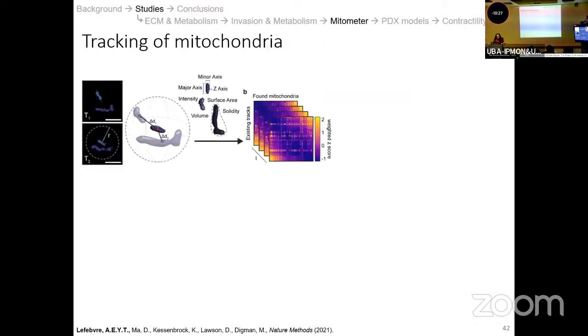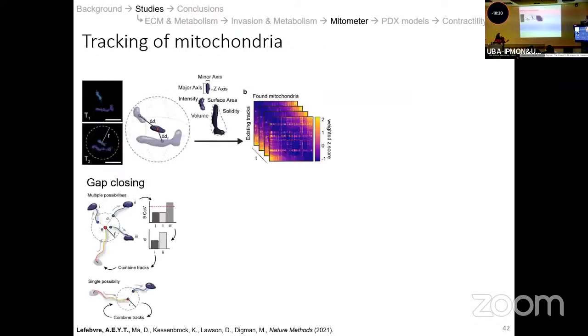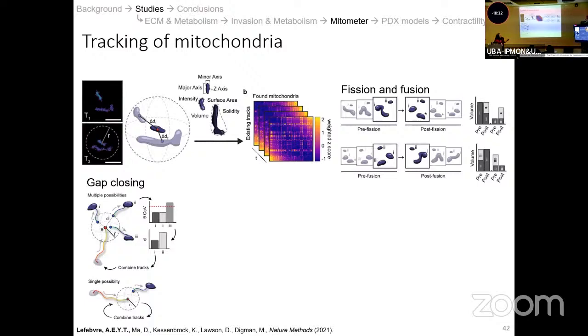So just to give you an idea. Using the time frame of all of the movies that you saw, we can calculate fusion and fission events because we can see if the mitochondria was a single object before and after.